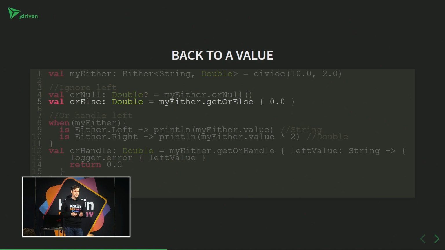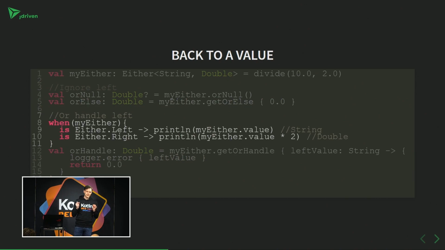Or orElse is another thing: if it's an instance of Left, just give this default value, or if it was an instance of Right, give me the correct value back. But this is actually not a really good use case for an Either, since we have the error context for a reason. So let's see how we would use that. And because it's a sealed class, we can pattern match over it. And because it has only two instances, this when covers all of those cases.